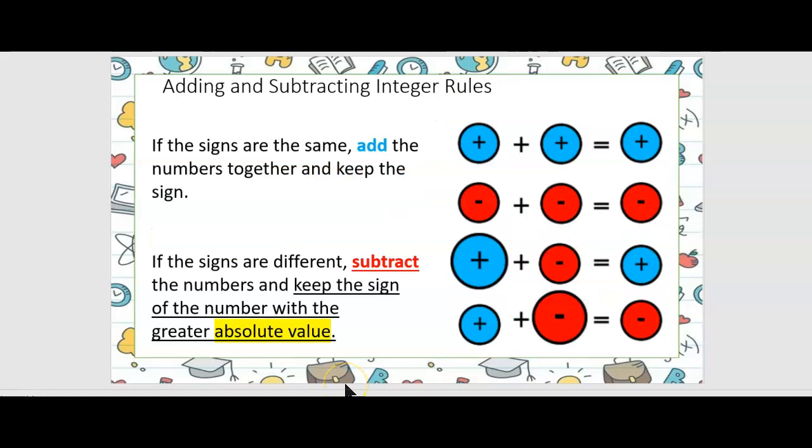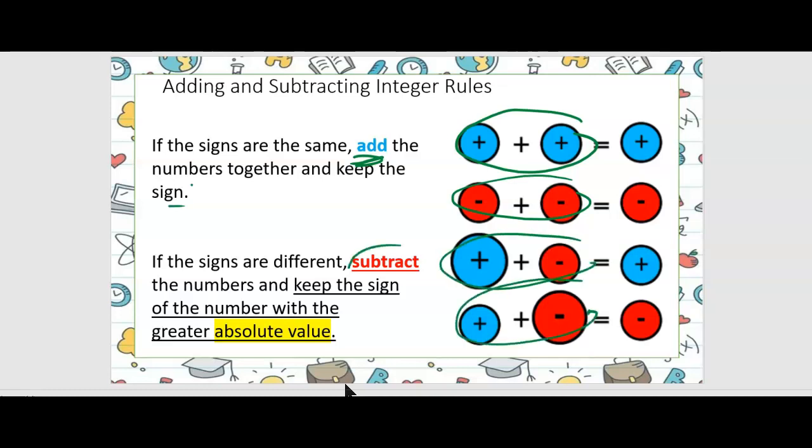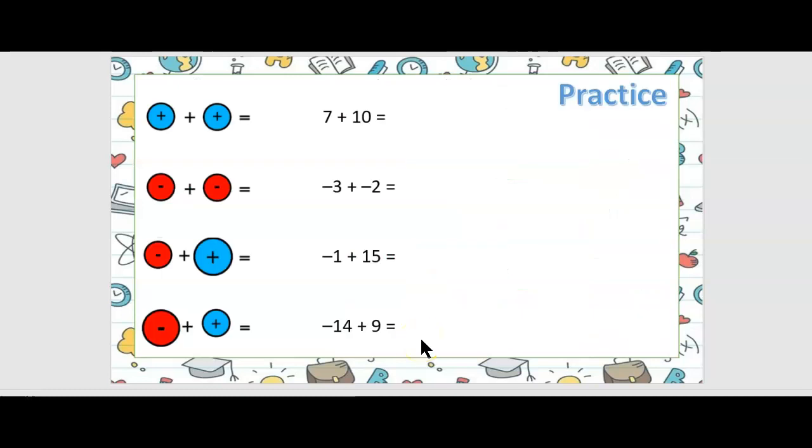All right, let's see what else we got here. If the signs are the same, add the numbers and keep the same sign. If the signs are different, subtract the numbers, but keep the sign of the value that has the larger absolute value, the number without the sign. That's the one you keep. Okay, those are the rules. Let's see how the rules work here. Try doing this one.